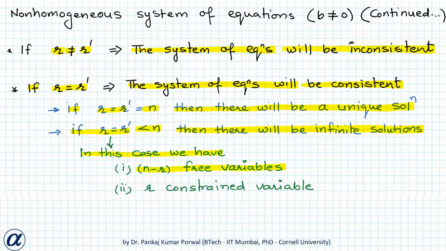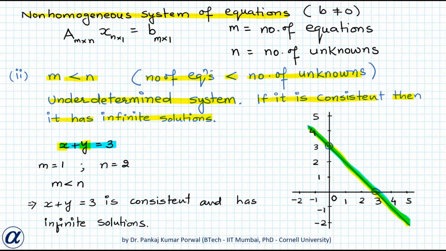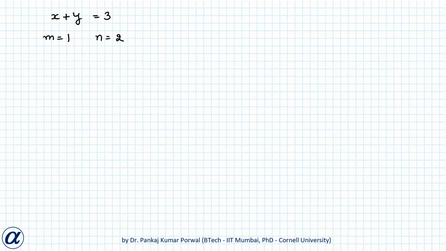By free variables, we mean that they can take arbitrary values, and the r constraint variables will have to be solved in terms of the constants and these free variables. Here, if we consider a system of equations consisting of one equation in two unknowns, then for this system, m is 1, n is 2, and if I write that in matrix form, then this equation will be 1, 1, x, y equals 3.